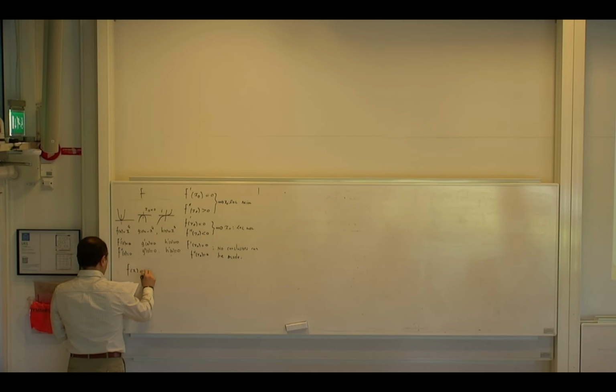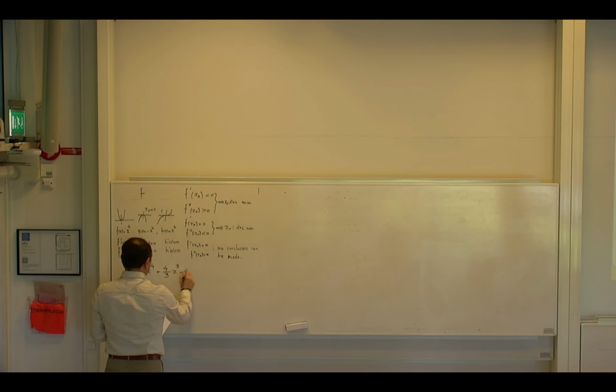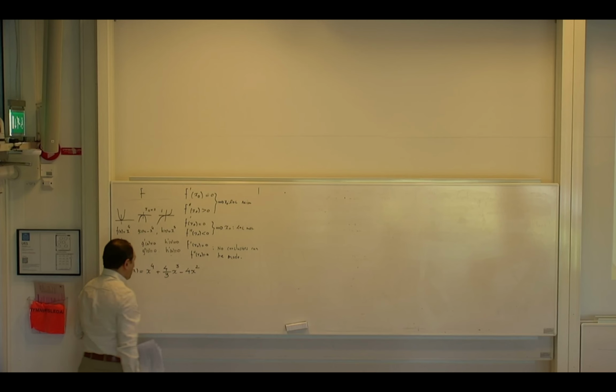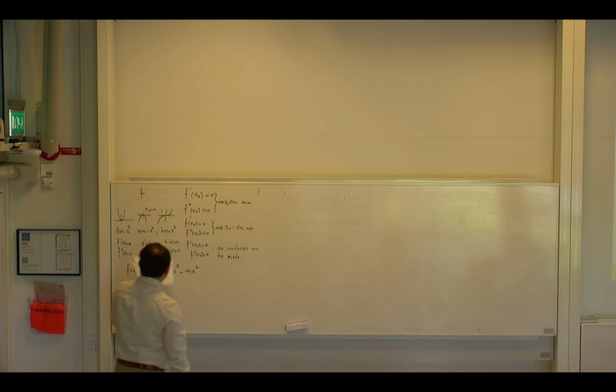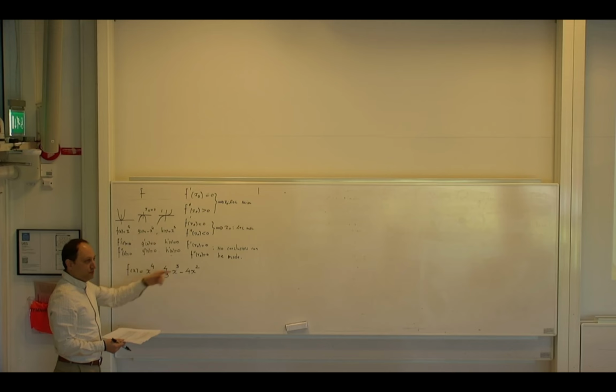x to power 4, and then I have 4 over 3 x cubed, and then I have minus 4x squared. Okay? So usually this second derivative test is useful if you have only critical points. If you have singular points, this is not useful at all. So you have to use the first derivative test.